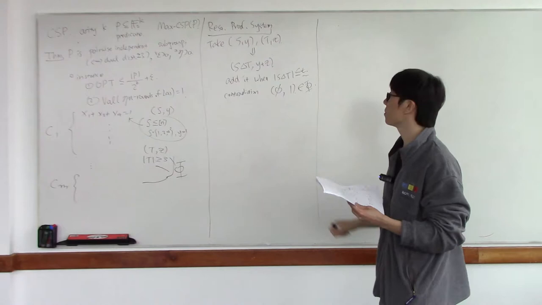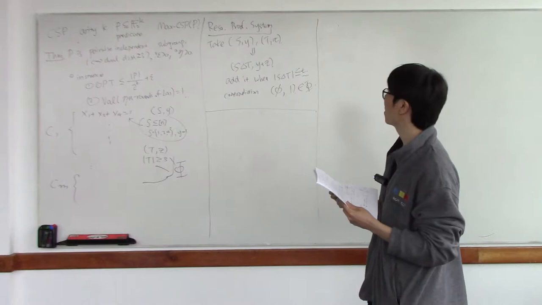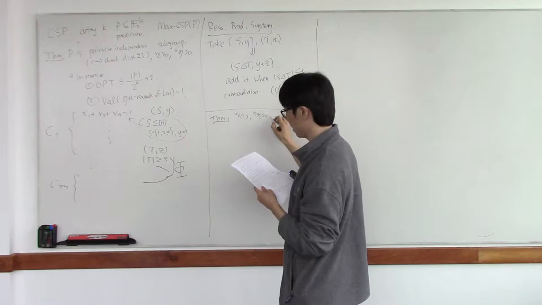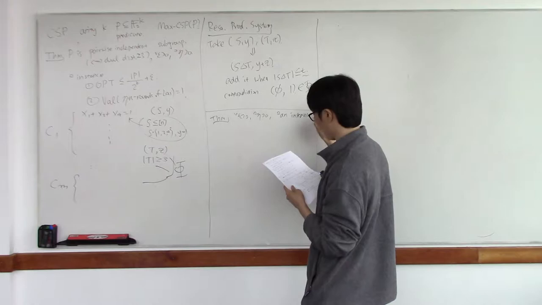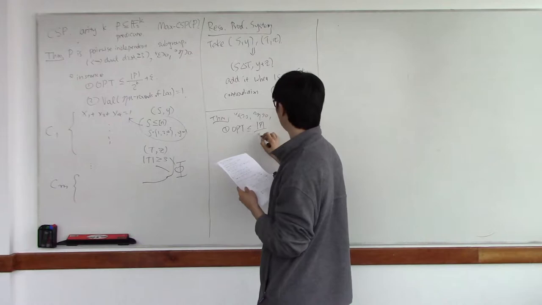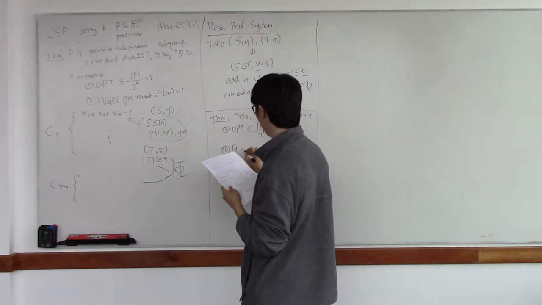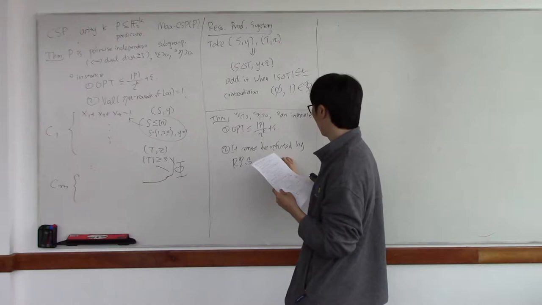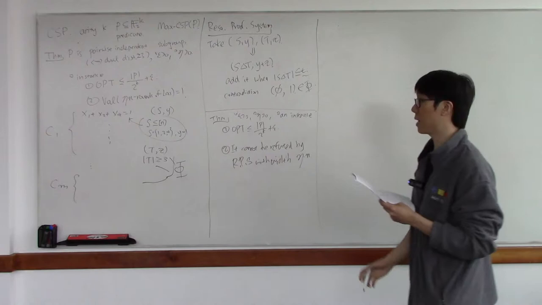So my talk will have two parts. The first part is that for any epsilon greater than 0, there's an eta greater than 0 such that there is an instance such that opt is still small, and it cannot be refuted by the resolution proof system with width eta times n. So that's the first part of the talk.